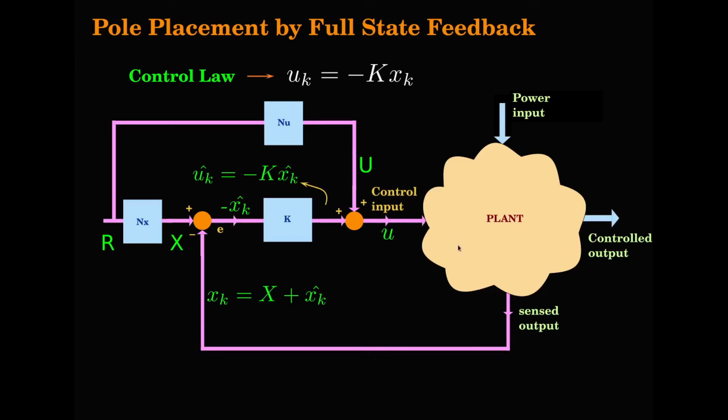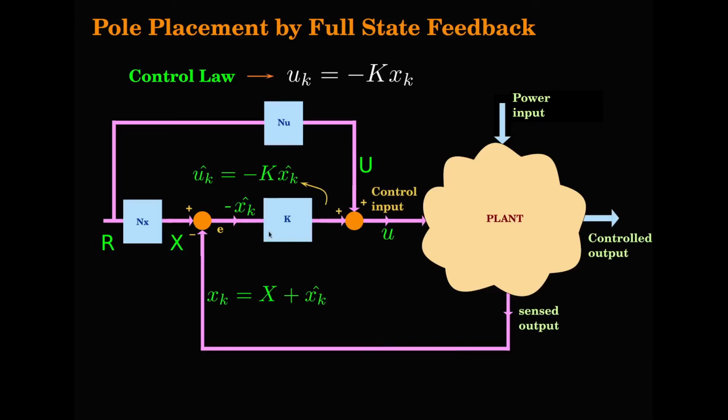So this is the total structure of a full state feedback control system. What is our job? We need to design the value of K, we need to design the value of Nx, we need to design the value of Nu. These three matrices or these three blocks we need to design in order to get the full state feedback control system. Let's see how we go about doing that.